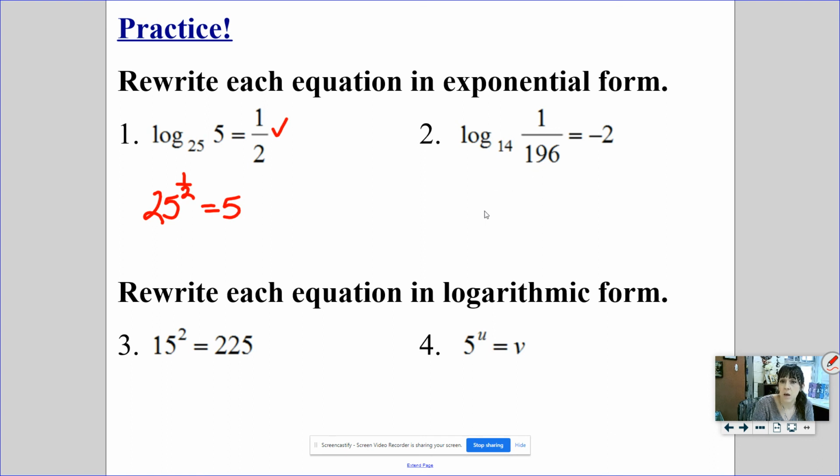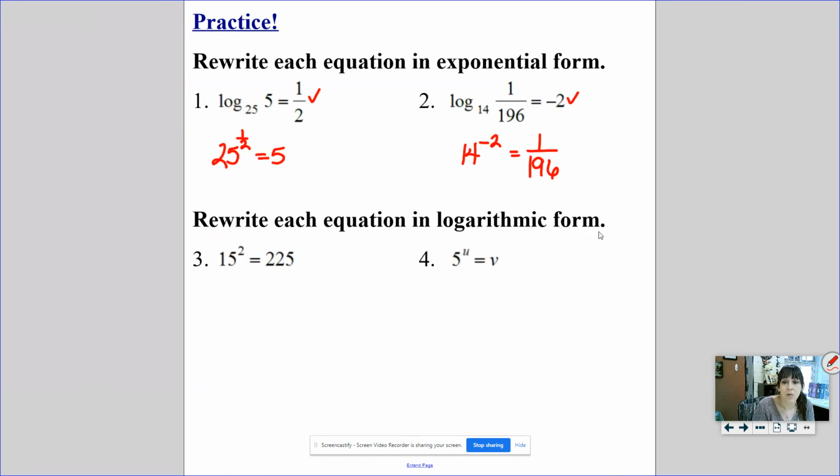So this one would be 14 to what power equals 1 over 196. But since we know what it's equal to, then that means we know the power that does make it equal 1 over 196. So this would be your exponential form.